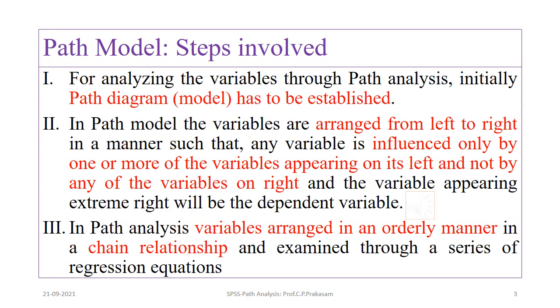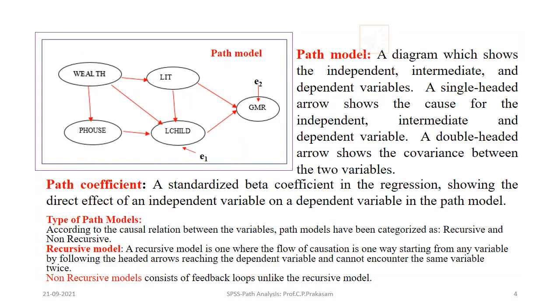Number 3, the path analysis variables are arranged in an orderly manner and in a chain relationship and examined through a series of regression equations. But there is some other method also, using the correlation, that we will discuss. The first step in path analysis is the development of a path model according to the variables and their sequencing. Therefore, the path model is a diagram which shows the independent, intermediate and dependent variables.